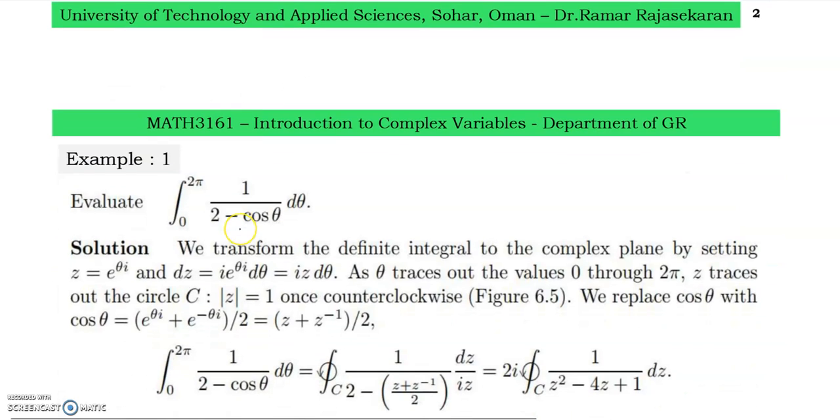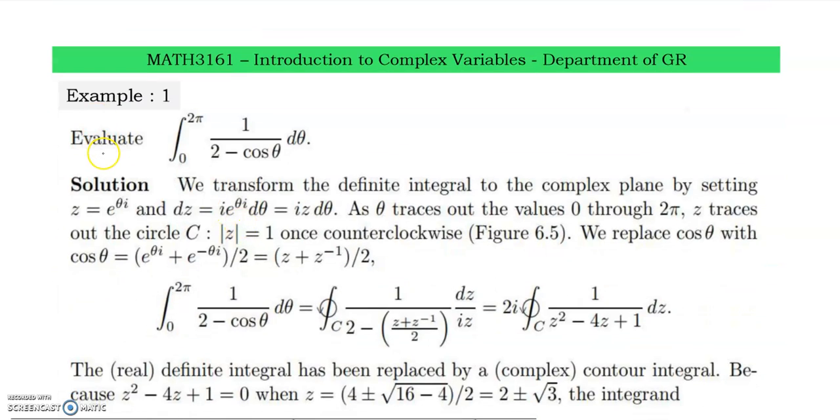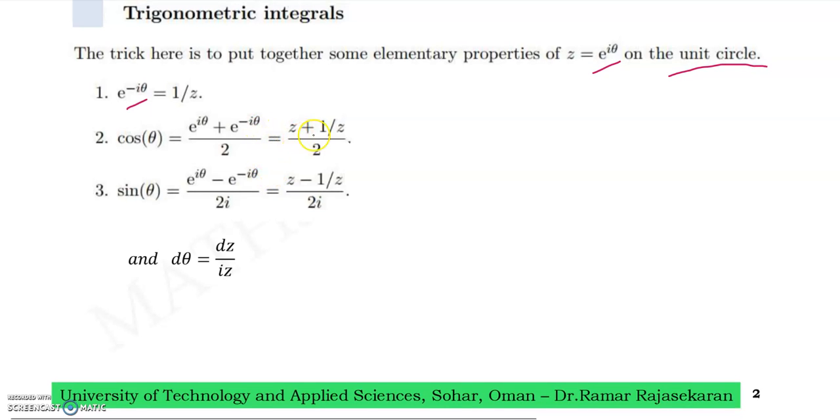Now, you see the first example. Evaluate the integral 0 to 2 pi 1 over 2 minus cosine theta d theta. So now here, what is the first point? First, we have to change the variable from theta into z. So 0 to 2 pi is nothing but here we are going to consider mod z equal to 1, the unit circle. And here we know the value of cosine theta. What is the value of cosine theta? z plus 1 over z divided by 2.